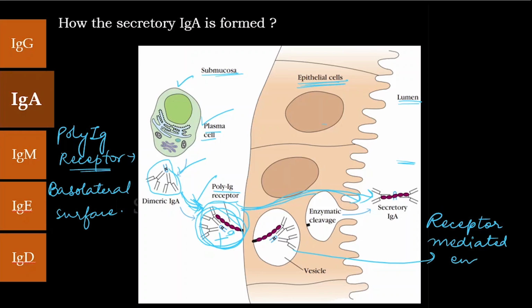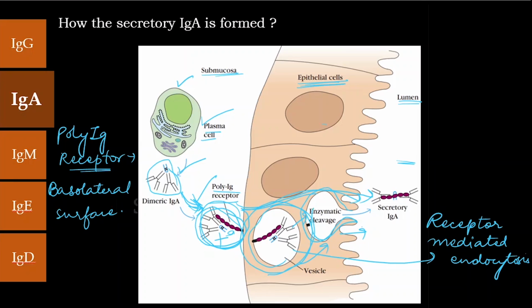Receptor mediated endocytosis, into the coated pits, and then we can see the vesicle is formed. That's receptor mediated endocytosis, and then there is directed transport of the vesicle across the epithelia to the luminal membrane. This is the luminal membrane. Here it will be transported, and now this vesicle is fusing with this luminal membrane.